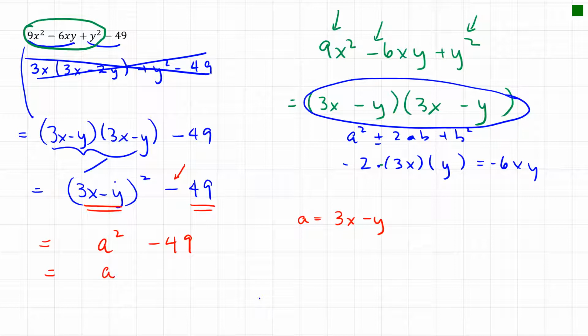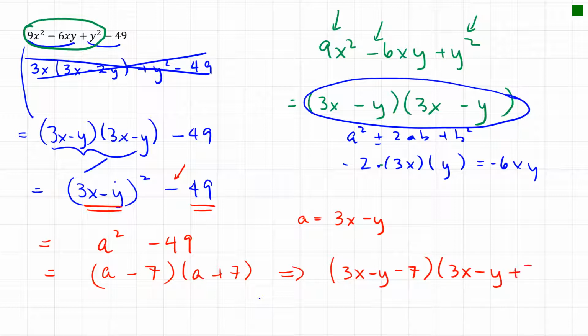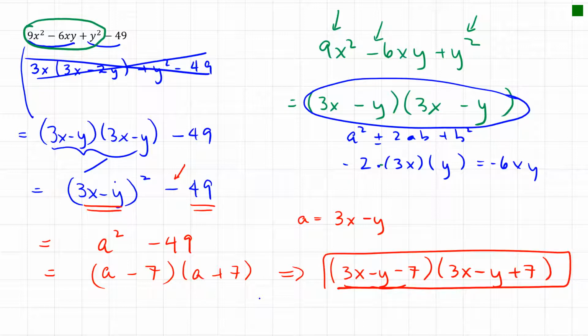So factoring difference of squares, I get a minus 7 times a plus 7. And then remember that a needs to come back and be replaced by 3x minus y. So that's 3x minus y minus 7 times 3x minus y plus 7. There's nothing that are like terms in here, so that means my final answer is as such.